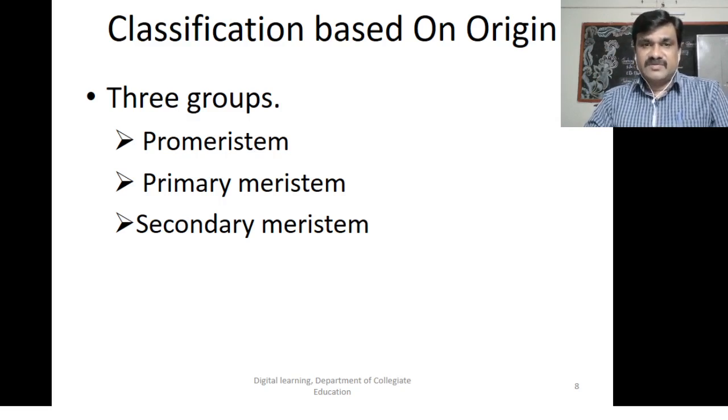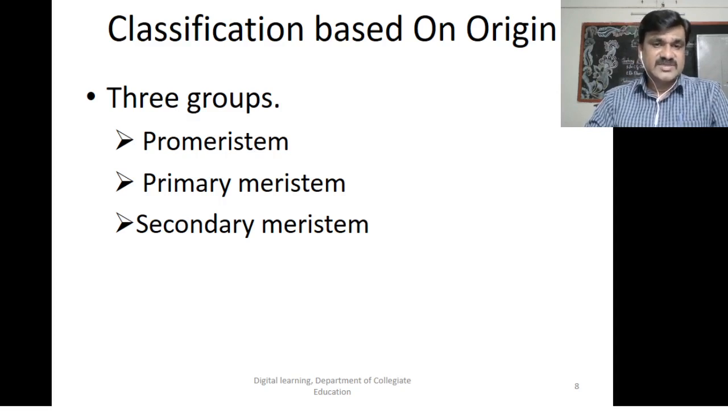Then the third type of meristem based on origin is secondary meristem. The word itself indicates it is secondary in nature. That means this meristem originates from the permanent tissue, or from the differentiated cells, during the course of plant growth. When the plant attains a certain age or certain period of growth, the permanent cells revert back to the meristematic state. So these meristems are what we call secondary meristem.